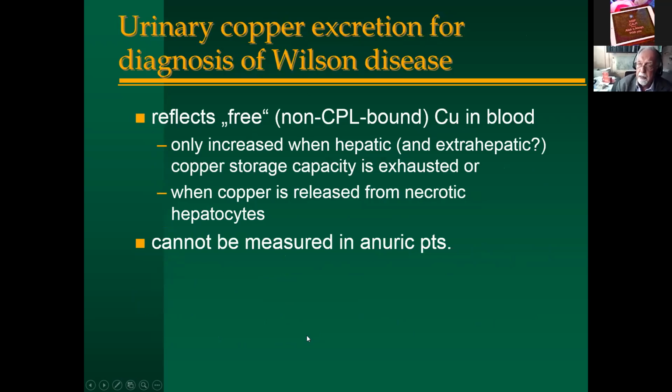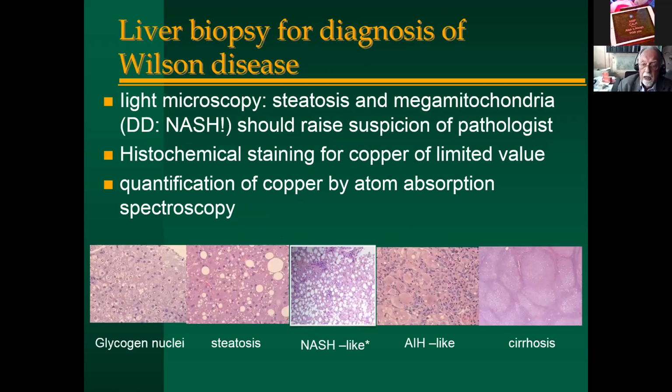Urinary copper is simply the simplest test. It reflects the so-called free non-ceruloplasmin copper bound in the blood. It is only increased when hepatic and possibly extrahepatic copper storage capacity is exhausted, because otherwise there's no copper in the blood and you cannot excrete it. And also when copper is released from necrotic hepatocytes. So in any form of acute liver disease, you may have increased copper excretion, and it cannot be measured in anuric patients. Now, about light microscopy for diagnosing Wilson's disease: it is not a very reliable method either.